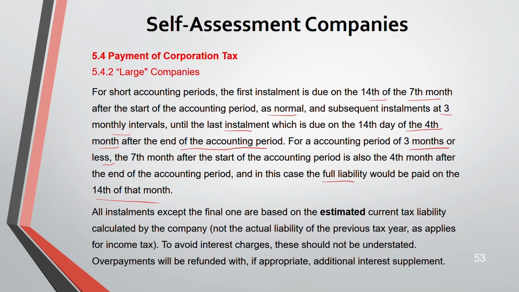All installments except the final one are based on an estimated current tax liability calculated by the company. Remember, these installments that you are paying are on estimated figures, not the actual liability of the previous tax year, as applies for income tax. For income tax, you are paying the actual liability, but here it is based on an estimated figure.